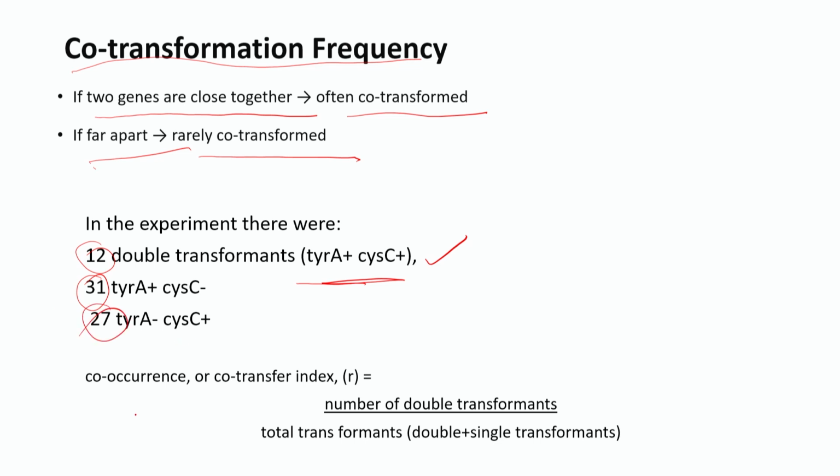So if somebody is asking you the co-occurrence or co-transfer index, what would you do? You will use the number of double transformants and divide by the total number, and that is going to give you the index, which is denoted as R, the co-transfer index.